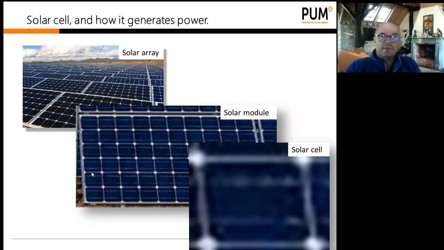First, we're going to have a look at the solar cell and how it generates power. So first you have the solar cell. These are all the small square things you see on the solar module. So a solar module is made up of solar cells. And if you place more solar modules in a row, you have the solar array. And the solar array is basically the system that generates power out of the sun.